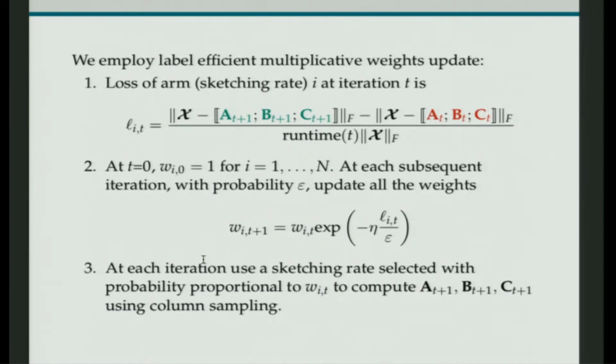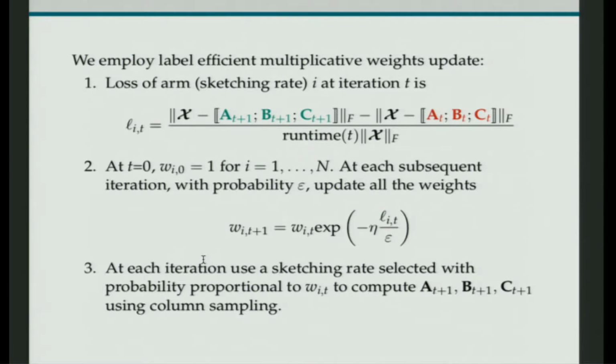Okay, so to do that, we use a label-efficient multiplicative weight update algorithm. So the idea is, remember, the point of sketching is to trade off the decrease in the error with a decrease in the runtime. So we choose our loss to reflect that. Our loss is going to be large and negative if, when we use that particular sketching rate at time t, the approximation error went down by a lot and the runtime wasn't too bad.